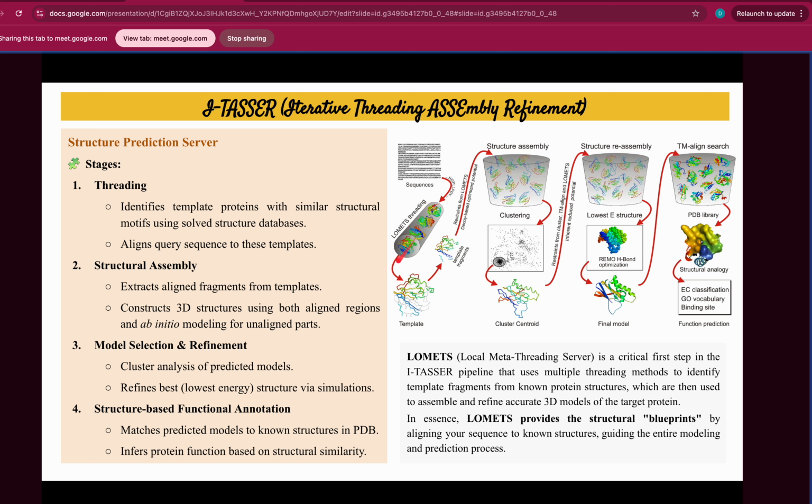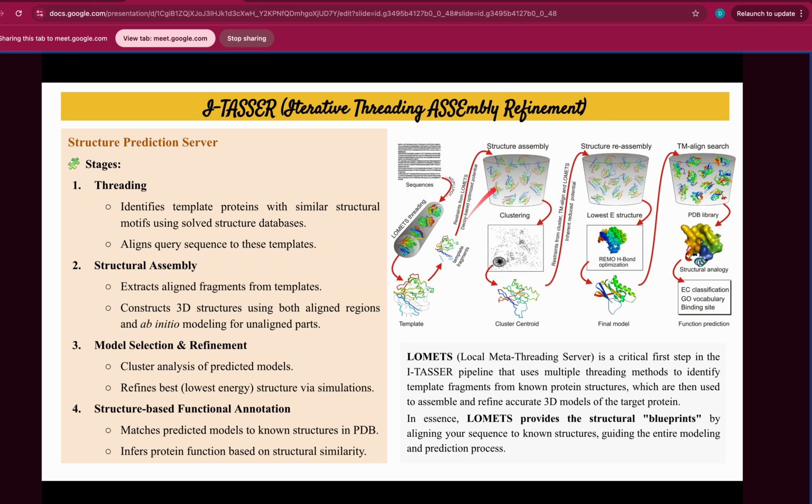Now after getting different fold information, we perform structural assembly. So we extract the aligned fragments from templates and we construct 3D structure using both aligned regions and ab initio modeling for unaligned parts. So in threading, we will only be able to model the folds, but the region which is left, for that we need to do the ab initio modeling. So we will use ab initio modeling for the unaligned parts.